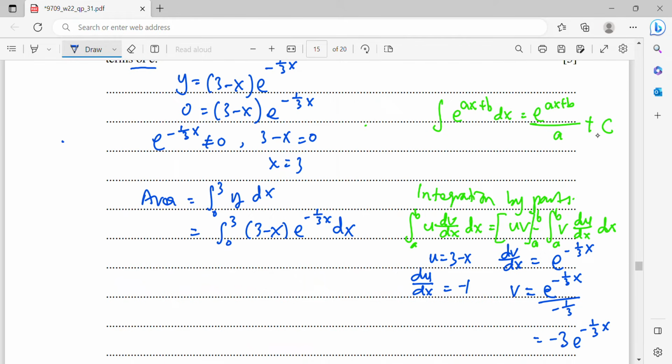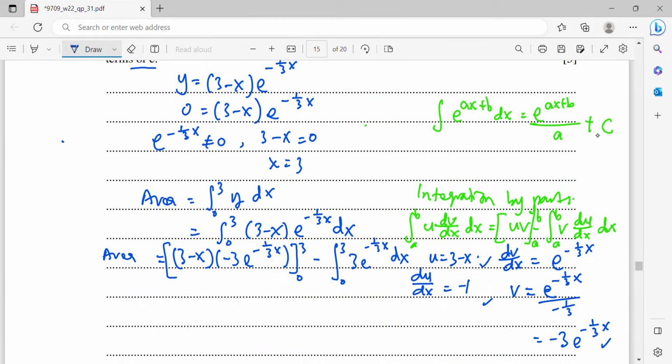Okay, so now here area equals to uv multiplied together with limits 0 to 3, minus integrate 0 to 3 v du/dx. So minus minus is a plus, so 3e to the negative 1/3 x dx.